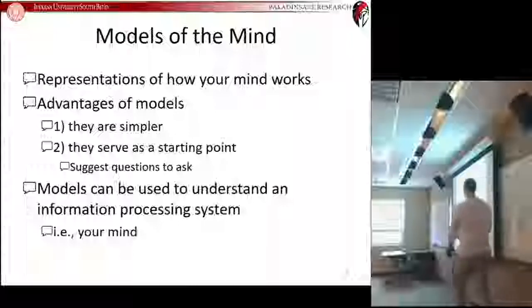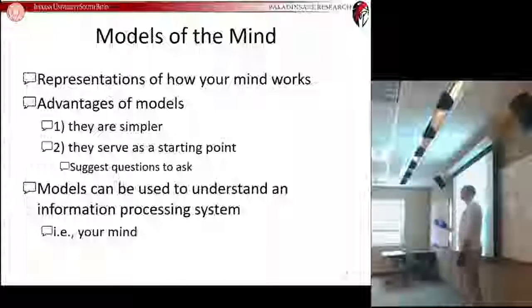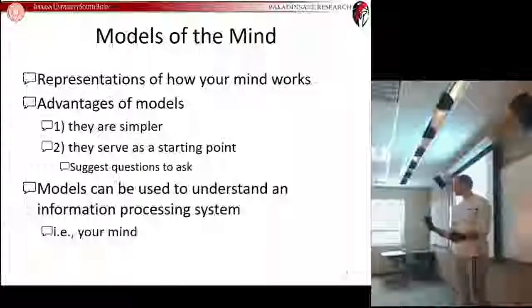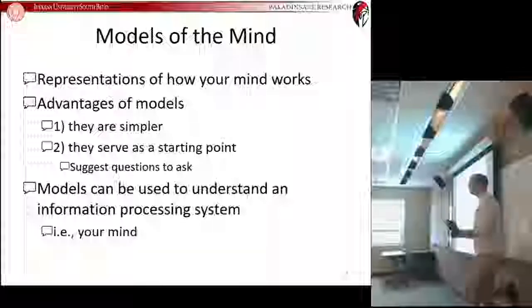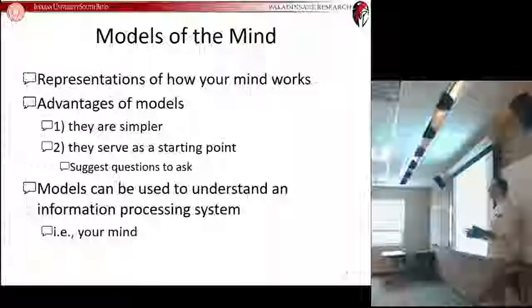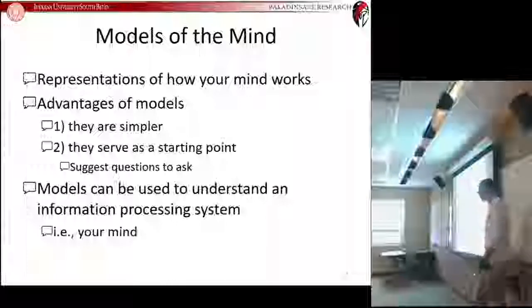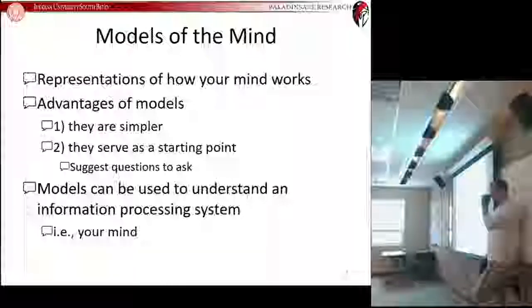So we're going to use models to understand an information processing system, specifically your mind. We're going to use models to understand your mind. So we're going to talk about ways that your mind might work, ways that your mind might be, but they are going to be simplified versions, oftentimes only tackling a specific area of our cognition. But again, this is our way of understanding this massively complex system known as our mind. All right, any questions so far on what we've covered?